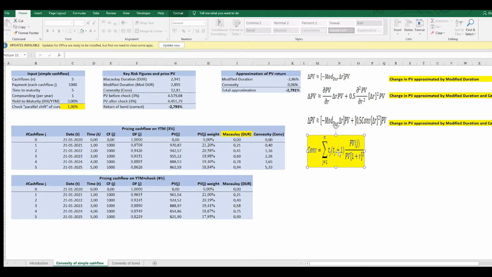A Taylor approximation that has infinitely many parts that summed gives the correct change in the PV price. But in fixed income we normally only look at the modified duration and the convexity terms, because combined they explain more or less 100% of the correct price change in the PV. Okay, let's just look at how it works.